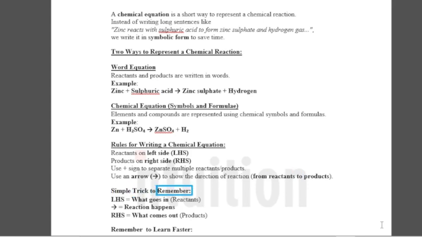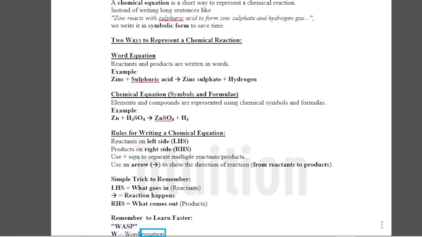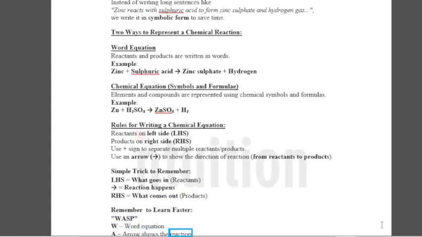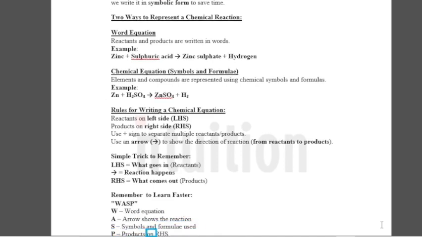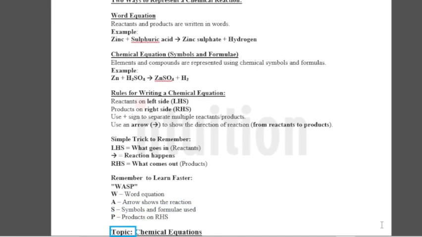Simple trick to remember: LHS is what goes in, reactants, where the reaction happens. RHS is what comes out, products. Remember to learn faster: WASP. W: word equation. A: arrow shows the reaction. S: symbols and formulae used. P: products on RHS.